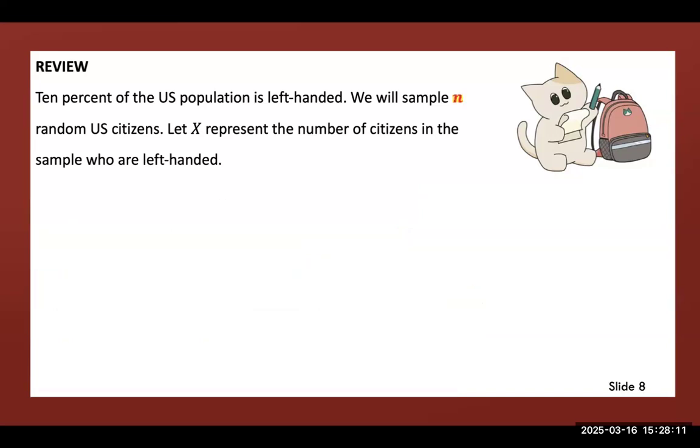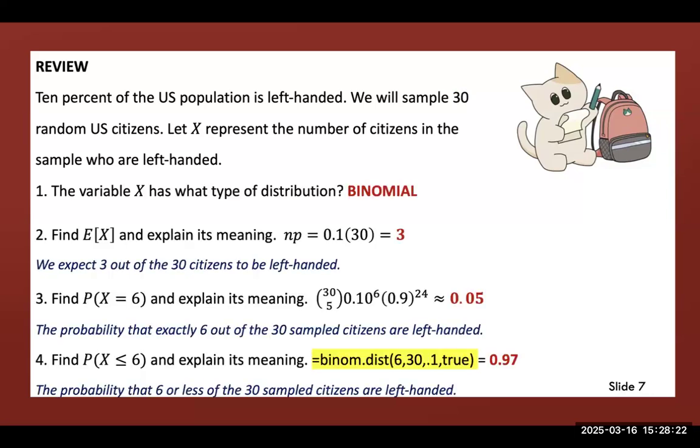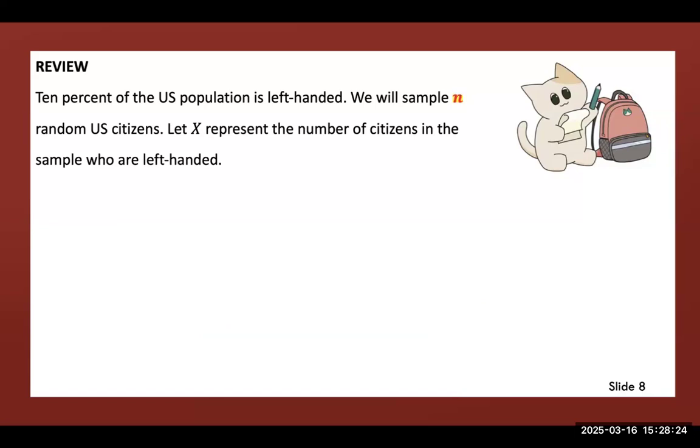Now, look at the change between this slide and the last one. In the under review, that first sentence, it says we're going to sample N random citizens. So if I go back to the last slide, I had 30 exactly. Now I'm going to change it. I'm going to let N vary. What I want to do is look at visually what the probability distribution will look like for small values of N versus large values of N.